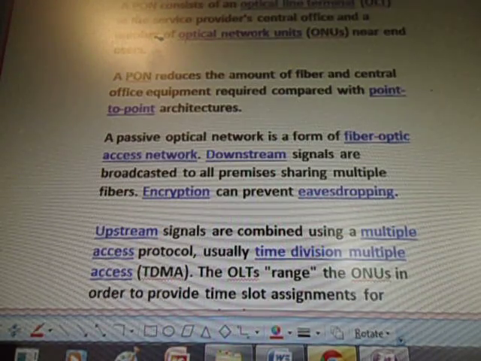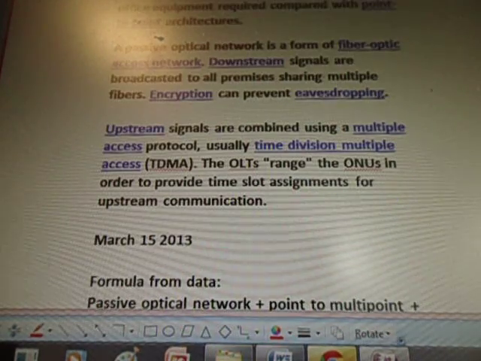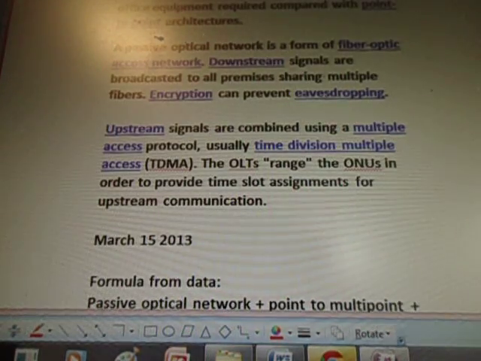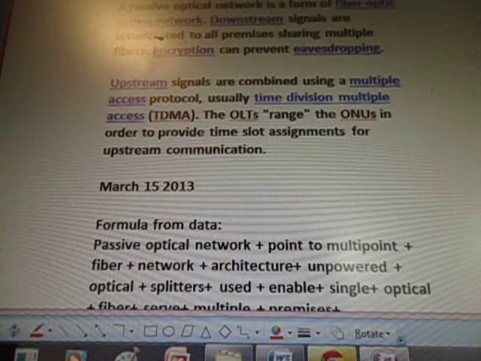A passive optical network is a form of fiber optic access network. Downstream signals are broadcast to all premises sharing multiple fibers. Encryption can prevent eavesdropping. Upstream signals are combined using a multiple access protocol, usually time division multiple access, TDMA. The OLTs range the ONUs in order to provide the time slot assignments for upstream communication.